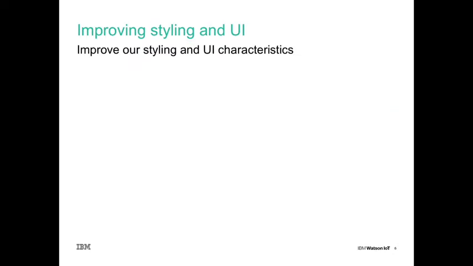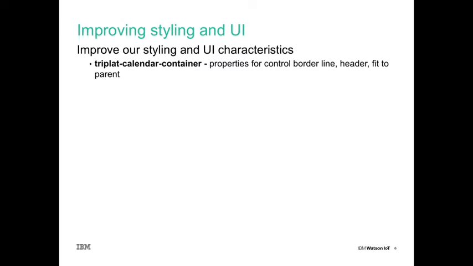So let's now dive into each of the bullets that I talked about earlier on slide 2. First of all, how are we improving our styling and UI characteristics? The triplat calendar container component now has properties for controlling the borderline, for turning the header on and off, and for fitting the calendar within a parent container.